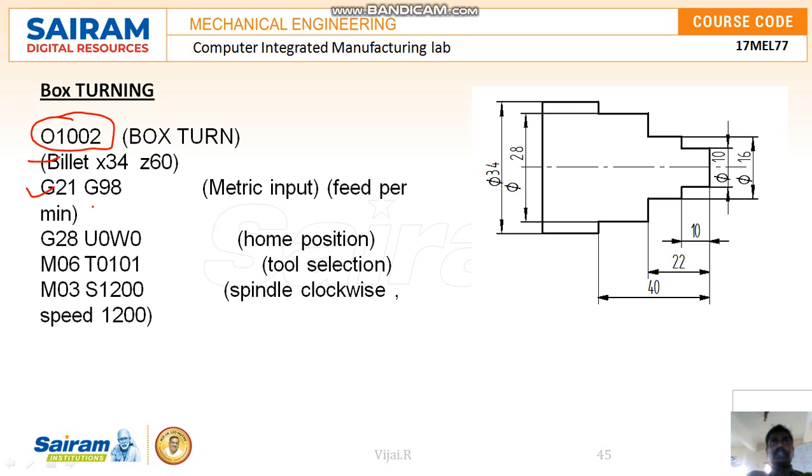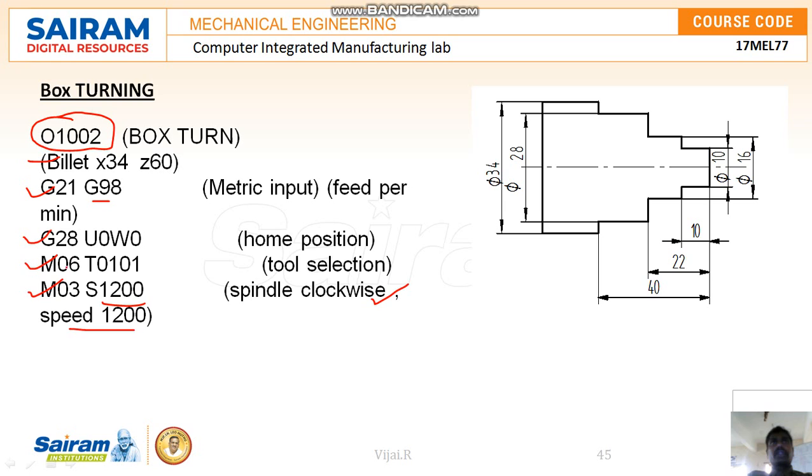Then it should start from the home position, so I am writing G28 U0 W0. The selection of the tool is M06 tool number 1 with offset number 1. This is the tool set in the turret head. Then M03 with 1200 or some other value as the speed. M03 is the spindle clockwise rotation, and this is the spindle speed. Right, next we will start the program.